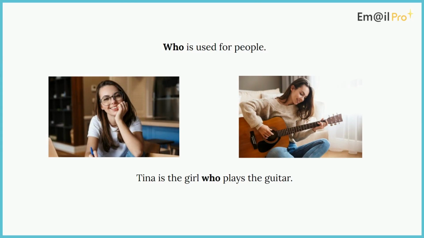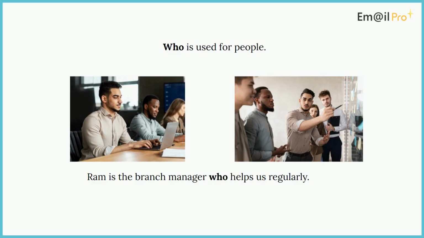Who is generally used for people. For example, Tina is the girl who plays the guitar. The word who is used to talk about Tina in the first part of the sentence. Or, Ram is the branch manager who helps us regularly. Who refers to Ram in the first part of the sentence.